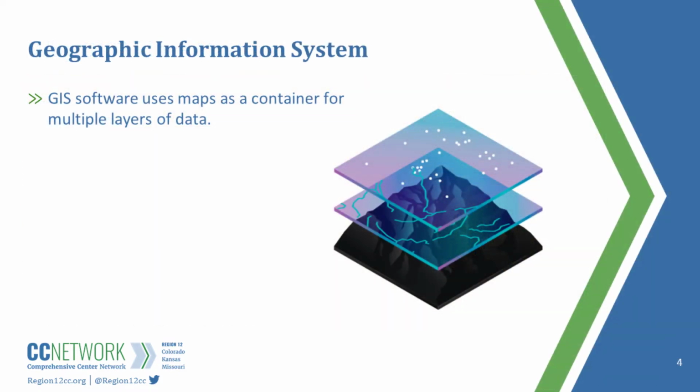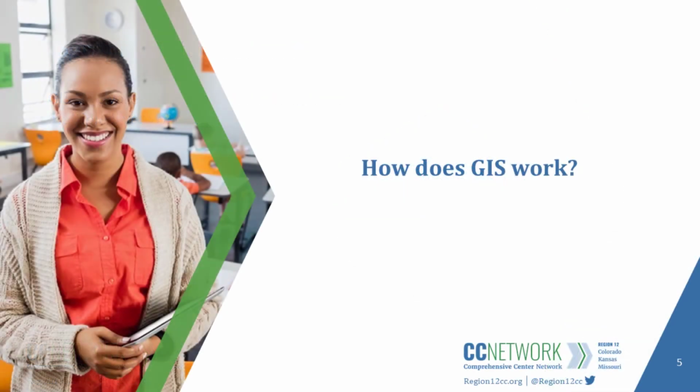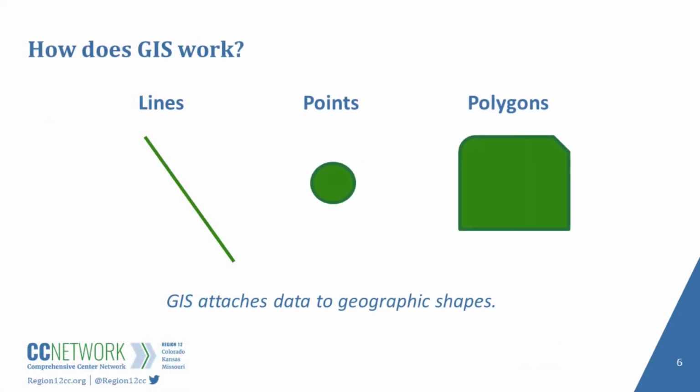Geographic information systems allows us to take data from multiple sources and visualize that data on a map. It can help us see that access to high-quality educators looks different for different students in different communities. How does GIS work? Let's talk about some basics to help you understand the application before you use it yourself. First, let's introduce some GIS terminology.